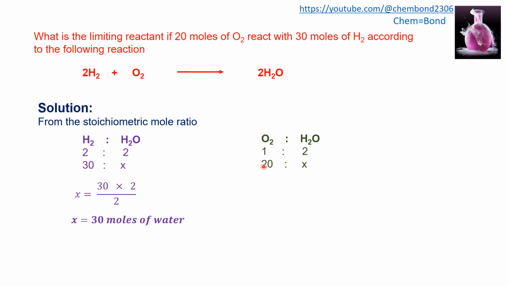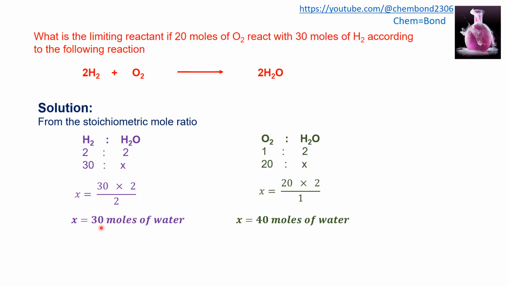So 20 moles will produce how many moles of water? By cross multiplying and solving it, we will get 40 moles of water. Now the question is about the limiting reactant. The limiting reactant is that reactant which will produce the least number of moles of product.